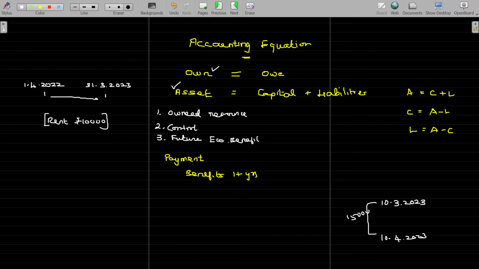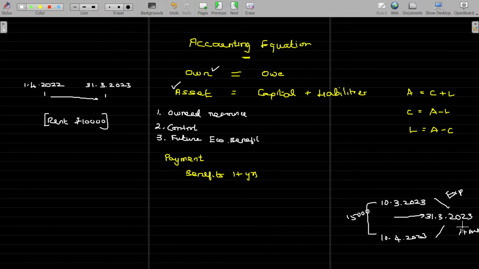This is nothing but the payment made by us. The payment made by us is 15,000. The year ends on which date? 31st March 2023. Am I right? Whatever payment we make, if that payment is enjoyed or expires within 31st March, it will be called an expense. Any payment that could be enjoyed after this period will be an asset.